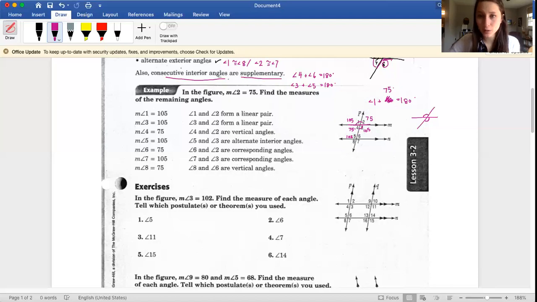So 75 plus 105 equals 180. And so angle 6 here would be 75 degrees. This would be 75 degrees, and this would be 105 degrees.